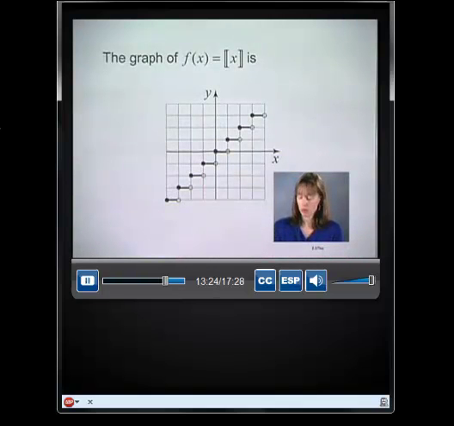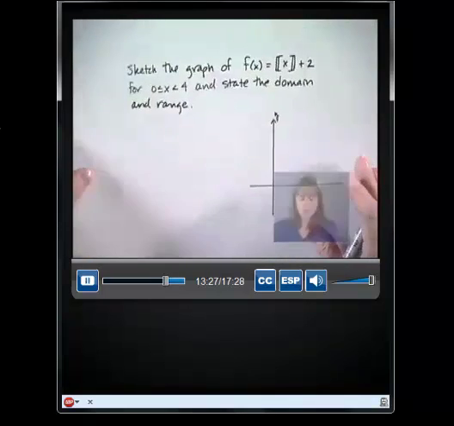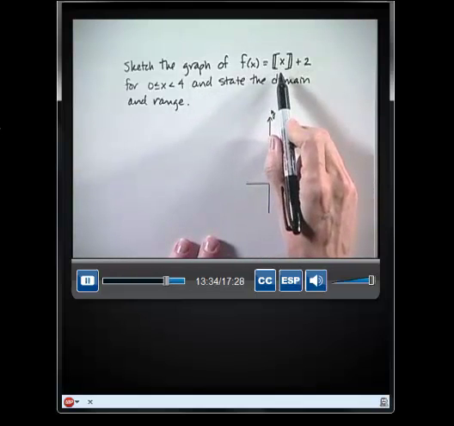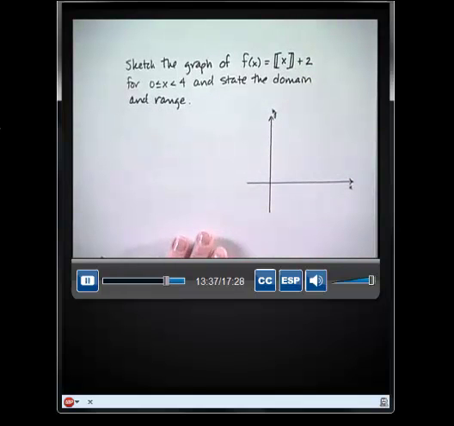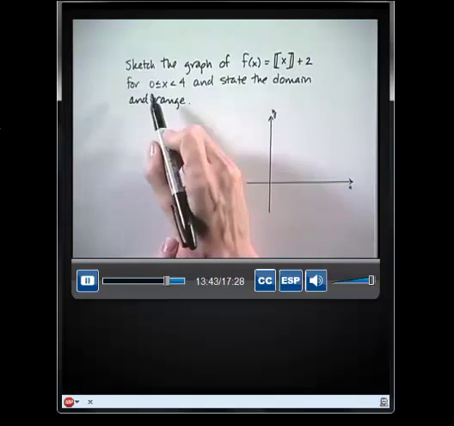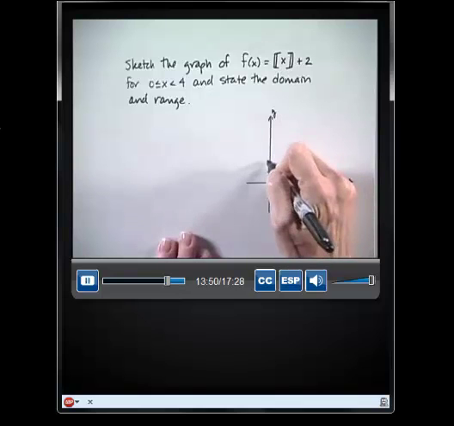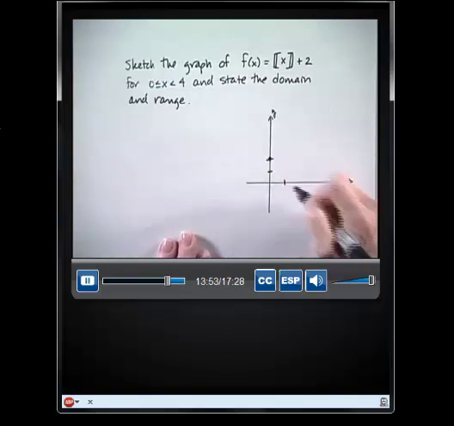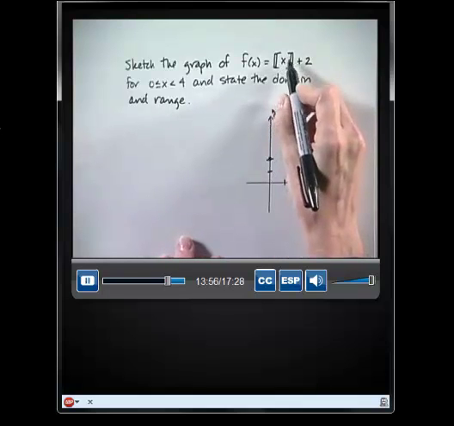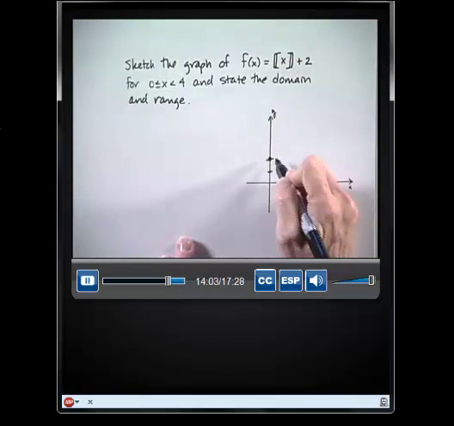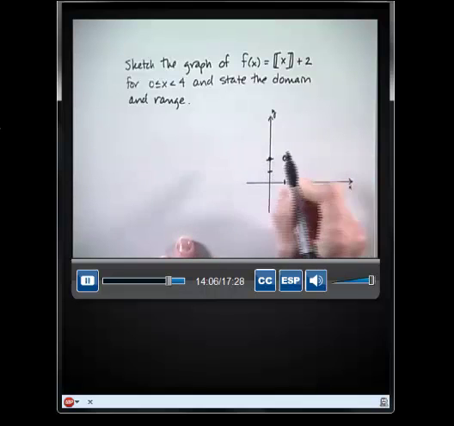Let's try this out with an example. What we want to do is sketch the graph of f of x equal the greatest integer less than or equal to x plus 2, but only for x's between 0 and 4. And then we're going to state the domain and range. Well, let's consider a few pieces. For example, 0. The greatest integer less than or equal to 0 is 0. If I add 2 to that, I'm at the point 2. Now here's the integer 1, but let's consider 1/2. If x is 1/2, the greatest integer less than or equal to that is 0, and then I add 2. And what that indicates to me is all the way up until I get to the number 1, I will be graphing the integer 2.